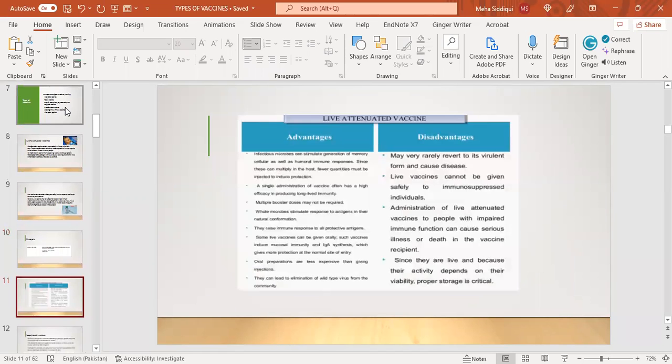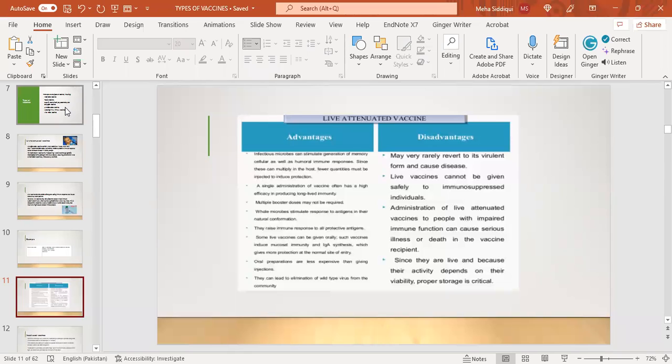Now, advantages and disadvantages of live attenuated vaccines. Advantages. Infectious microbes can stimulate generation of mucosal, cellular, as well as humoral immune responses. Since these can multiply in the host, fewer quantities must be injected to induce protection. A single administration of vaccine often has a high efficacy in producing long-lived immunity. Multiple booster doses may not be required in this vaccine.